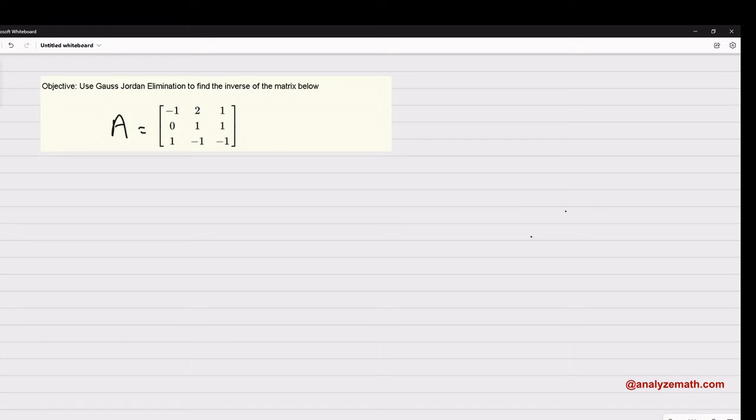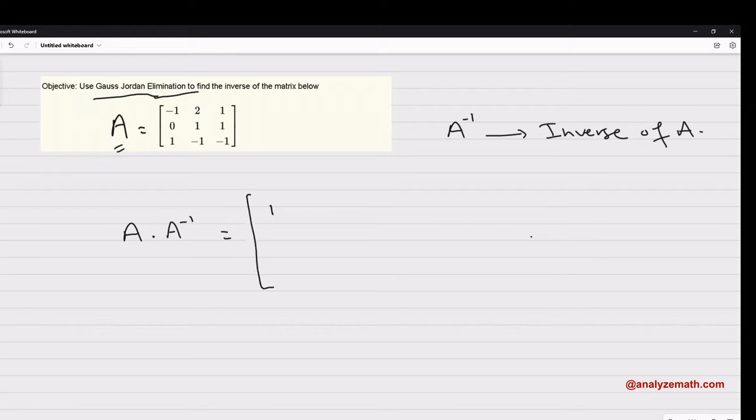In this video we're going to use the Gauss-Jordan elimination method to find the inverse of matrix A. First, the notation: the inverse of matrix A is A with the power -1. It has nothing to do with the power, it's just a notation. So this is the inverse of A. Now the definition of the inverse: if you take A and multiply it by its inverse, it has to give you the identity matrix 1 0 0, 0 1 0, 0 0 1.